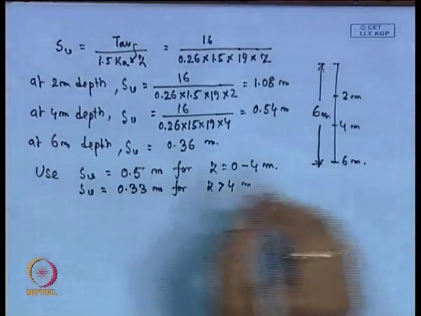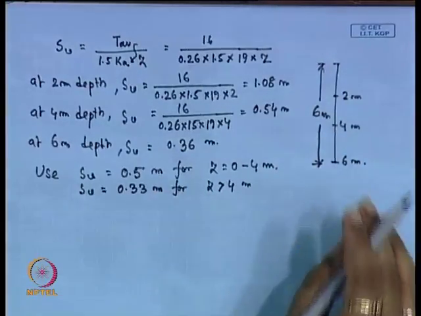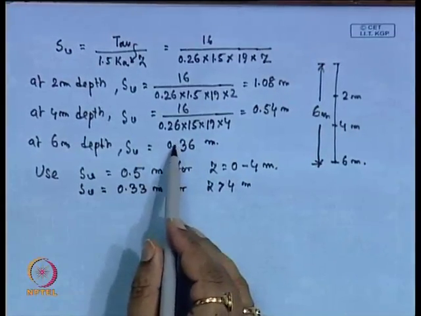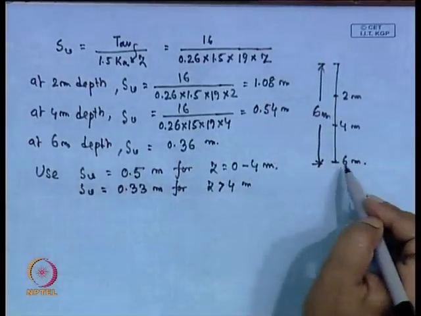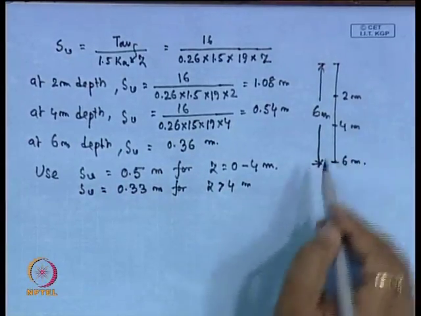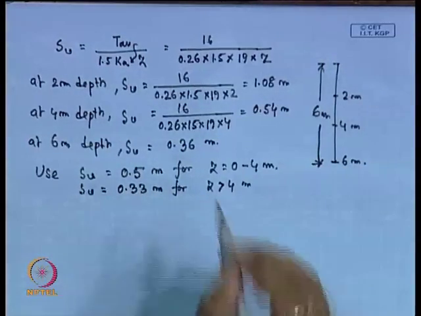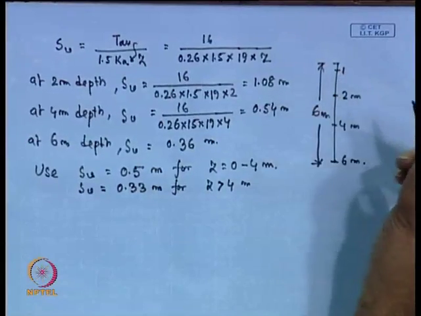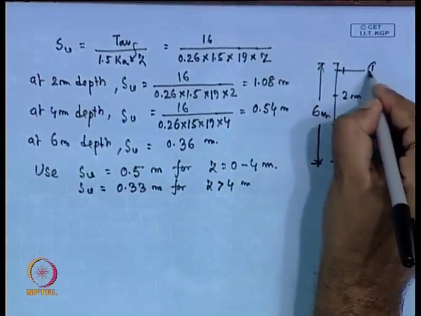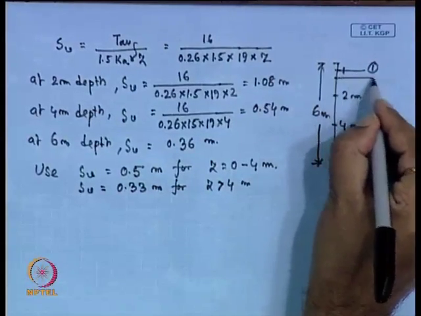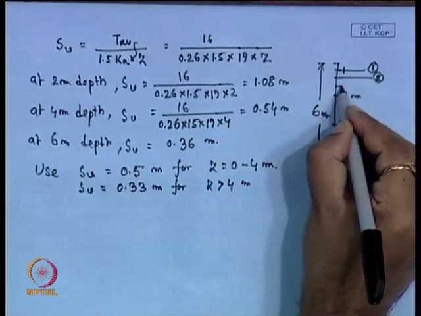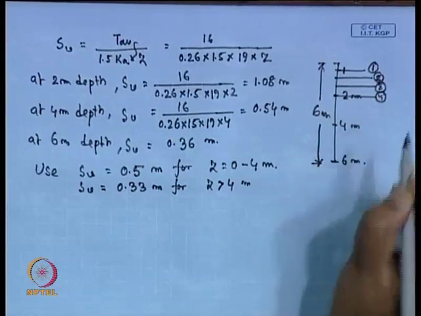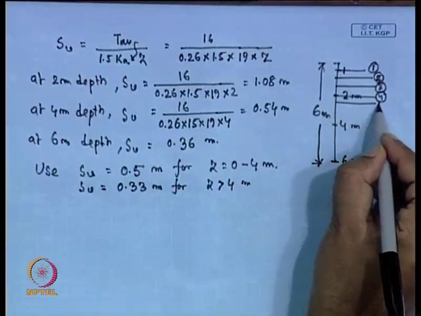Now, why I have taken 0.5, because here we have to decide the spacing such that we can place them properly. From 4 to 6 meter, if I take 0.35, that will be very difficult to place at equal spacing. So, to make it equal spacing and place within this 2 meter, we have taken 0.33. So, the number of reinforcement will be, at 0.5 meter we will provide 1. So, this is 1. At 1 meter we will provide another, 2. 1.5 will provide the third reinforcement. So, 2 meter, this is the fourth reinforcement, then 2.5, the fifth reinforcement.